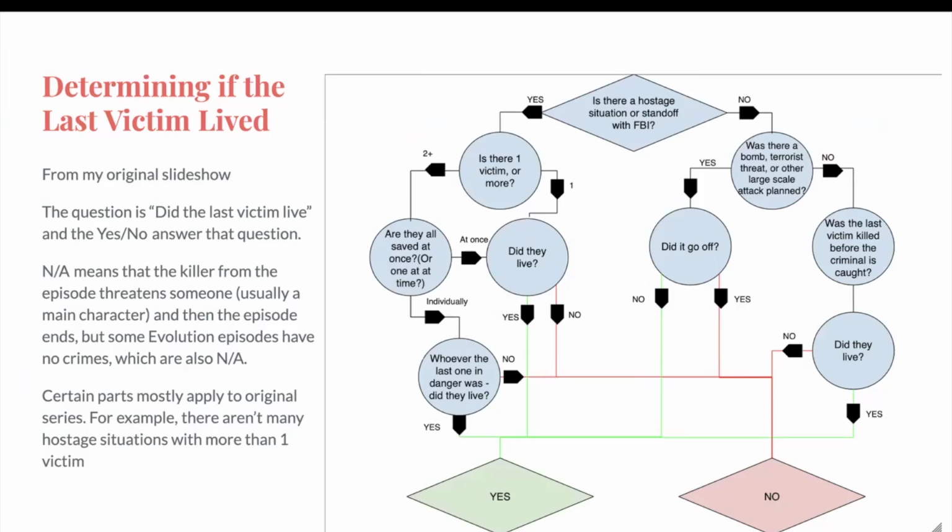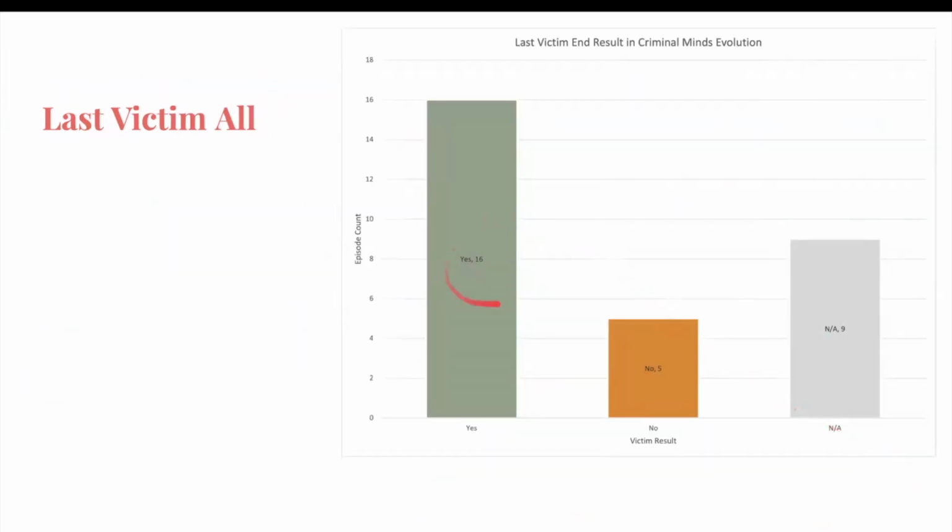However, every episode in the original Criminal Minds had a crime, but some episodes in Evolution have no crimes at all, and those are also recorded as NA because there's just no crime for someone to be the last victim of. So overall, there have been 16 last victims who survived, 5 who didn't, and 9 episodes were not applicable. So most of the last victims do survive. The FBI gets there in time to save them.